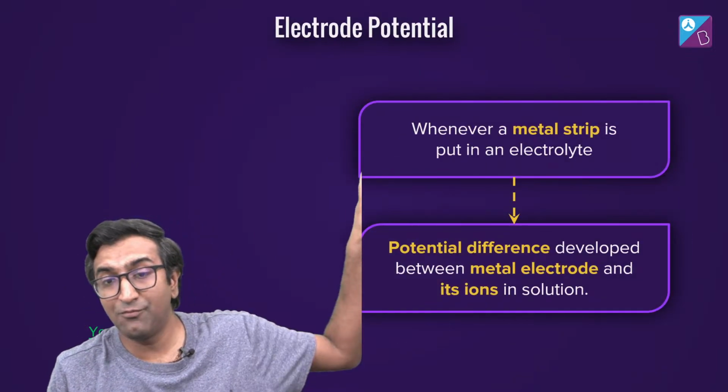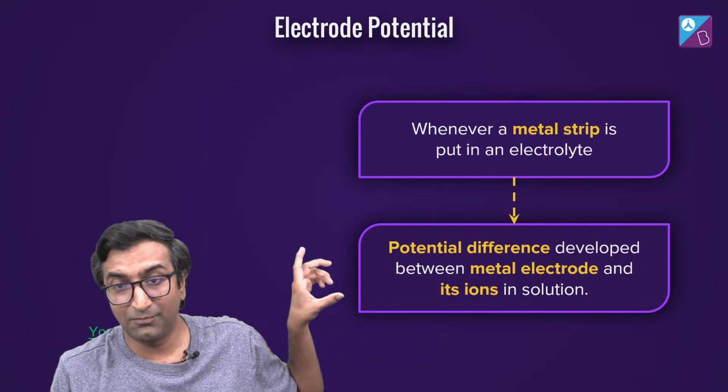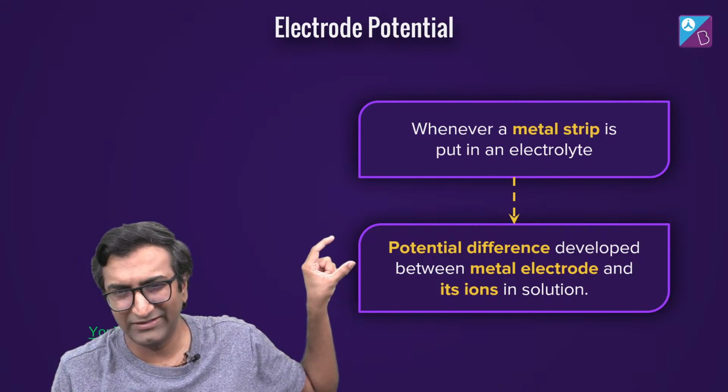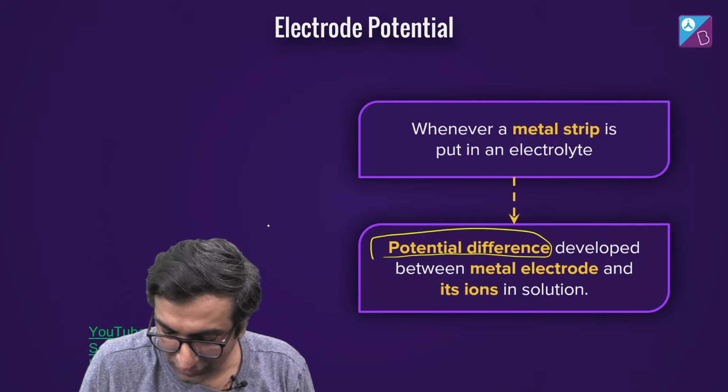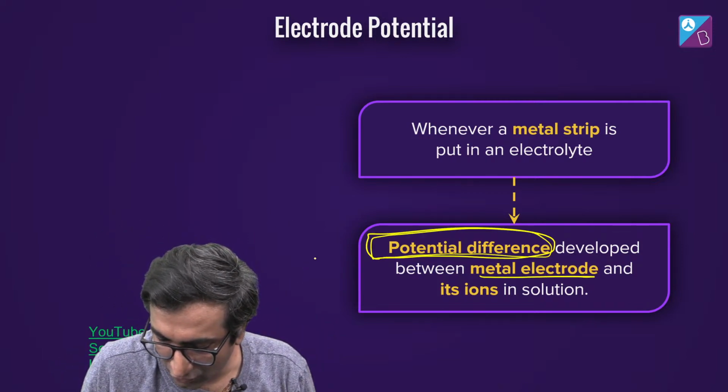Now, if I put the metal in the electrolyte, there is some potential difference developed between the electrode and the ions in solution. This is where things get a little bit difficult to follow.